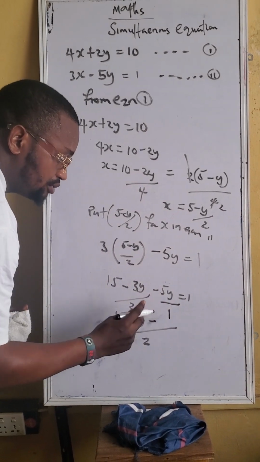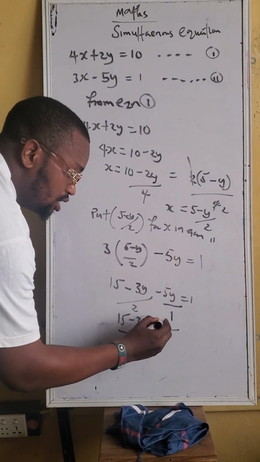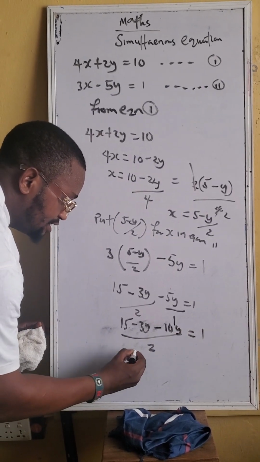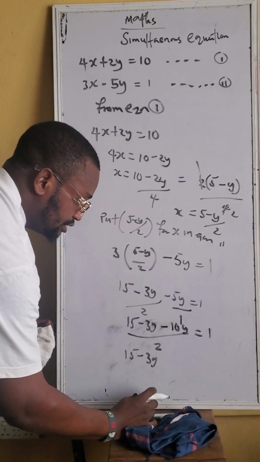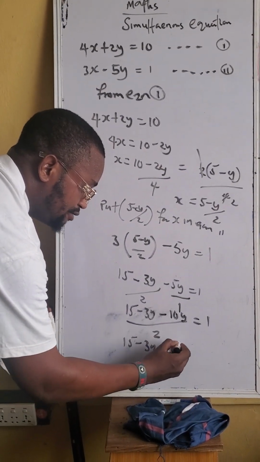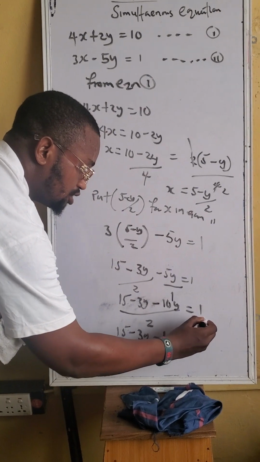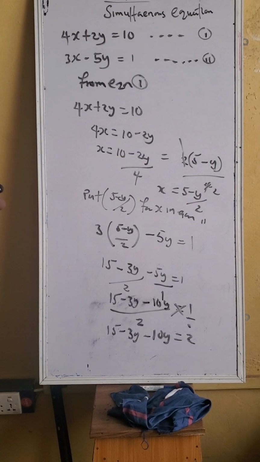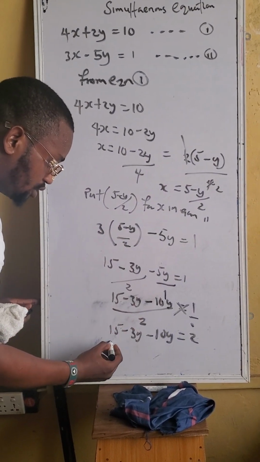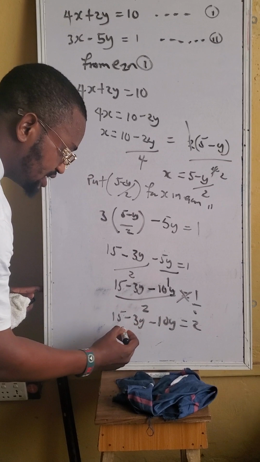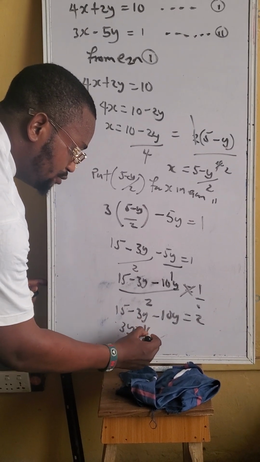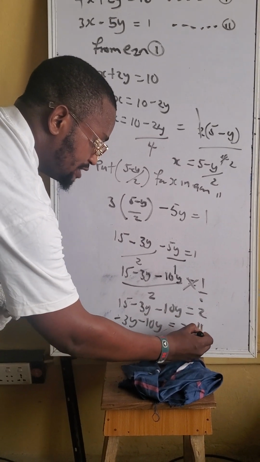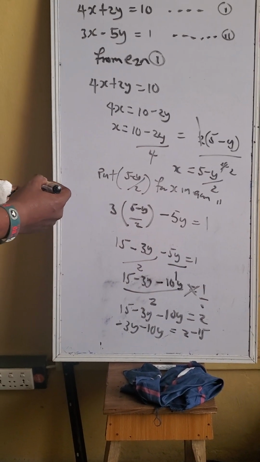There's a minus sign here. You always take note of your minus sign. 2 times this is 10y, equals 1. So we can say 15 minus 3y minus 10y is equal to 2, because we cross multiplied. You getting it? Now we can say 15 goes to the other side. We can say minus 3y minus 10y. There's a minus in front of the 3, don't forget. Equals what? 2 minus 15.